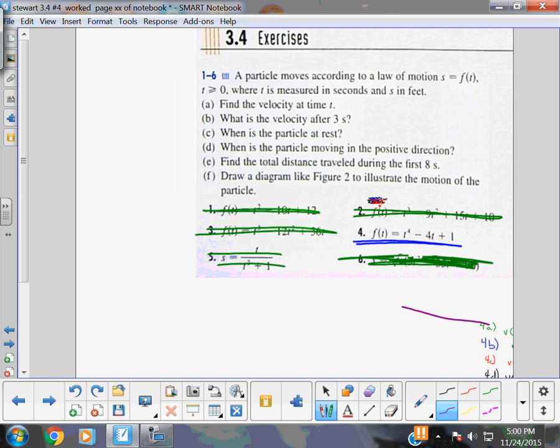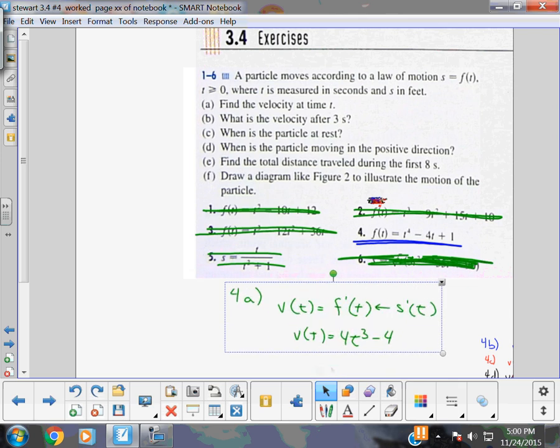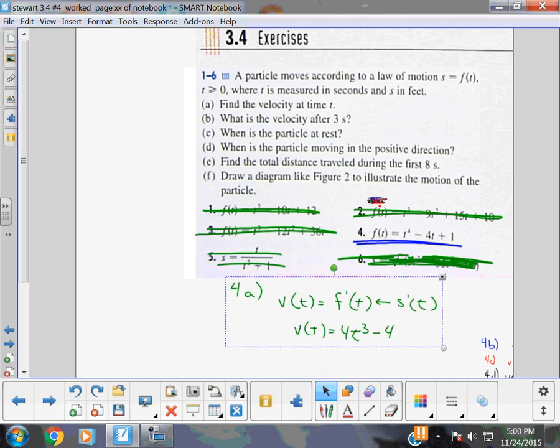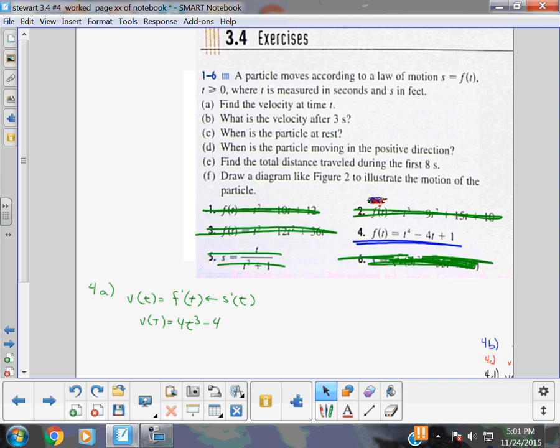So if I pull 4A up here, the function was t to the 4th minus 4t plus 1. The derivative of t to the 4th is 4t cubed. Derivative of negative 4t is just negative 4, and derivative of 1 was 0. And just like that, I have found v of t, the velocity function. And it's going to have units of feet per second when we do the work.